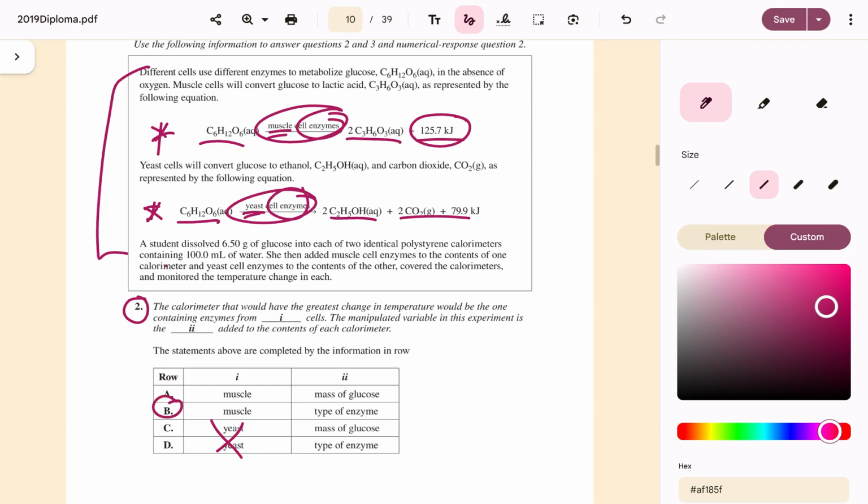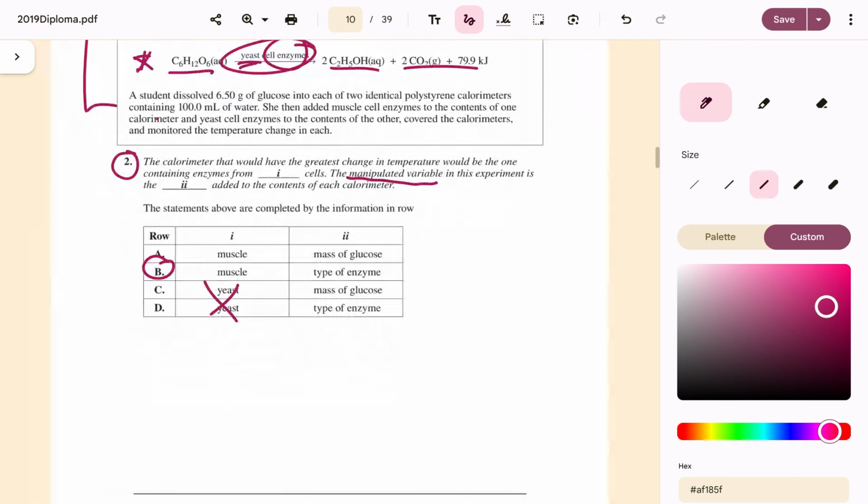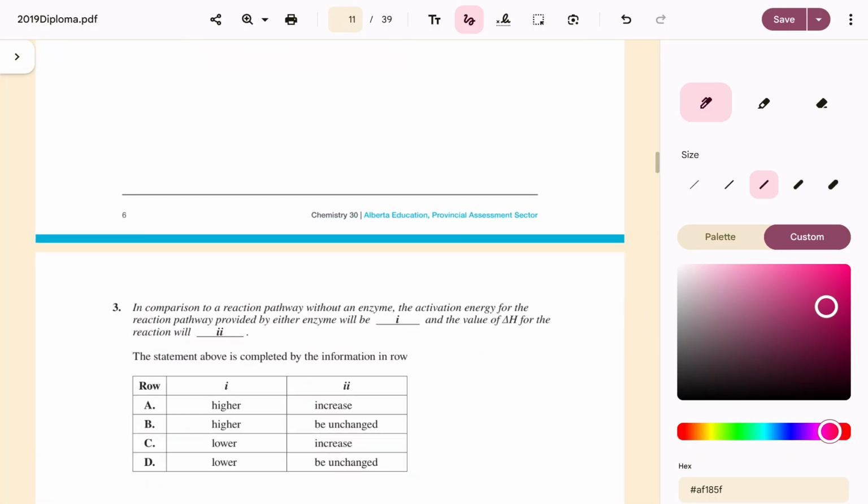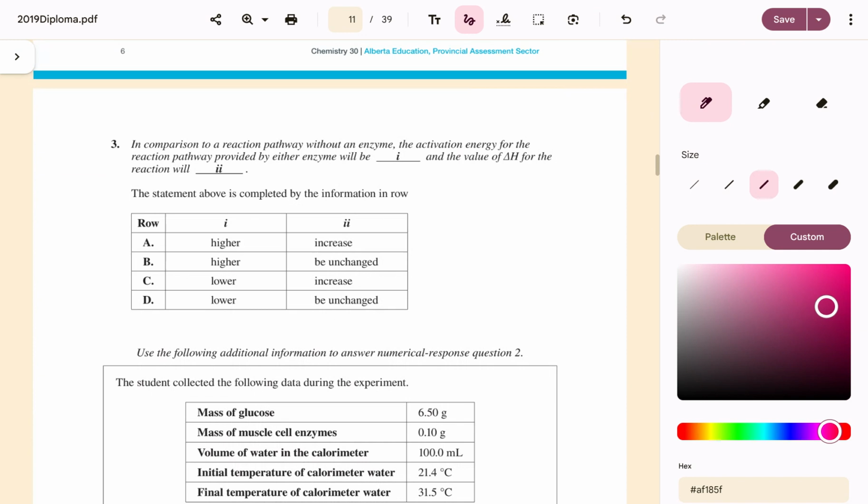If you are doing these type of questions, and as you can see, you definitely need to know the difference between manipulated, so what you're changing, responding, what you're measuring, and in calorimetry, that would be temperature. And then the last one would be controlled. What are you keeping the same? So those type of questions can have different ways to ask them, but as long as you know what manipulated, responding, and controlled are, you should be able to figure it out.